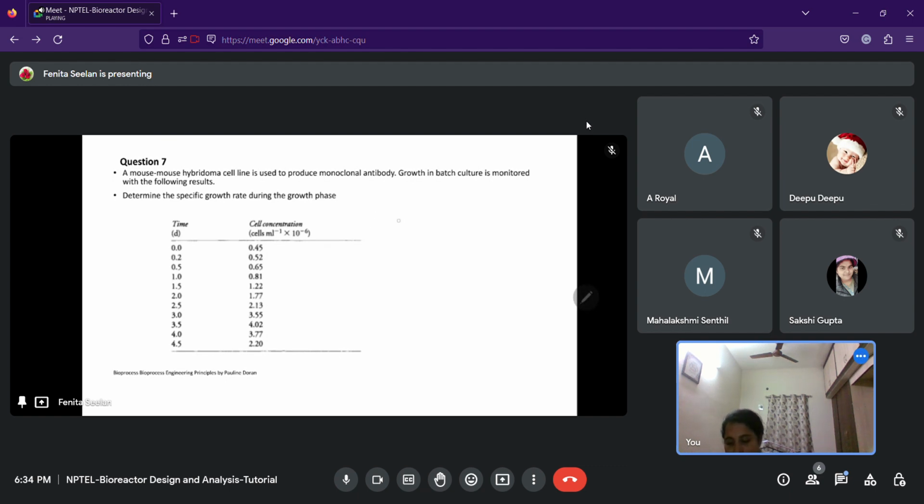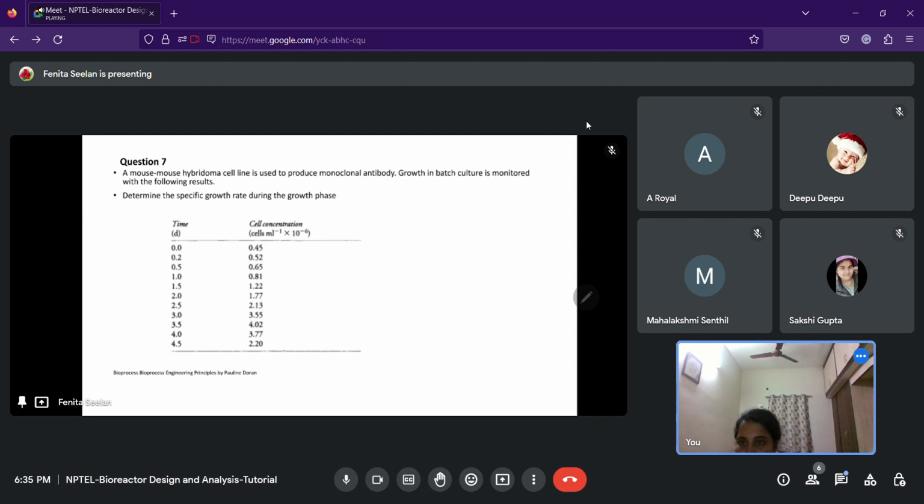So let me read out the question. A mouse hybridoma cell line is used to produce monoclonal antibodies. Growth in the batch culture is monitored with the following results, and determine the specific growth rate during the growth phase. We have to calculate the mu value during the growth phase.